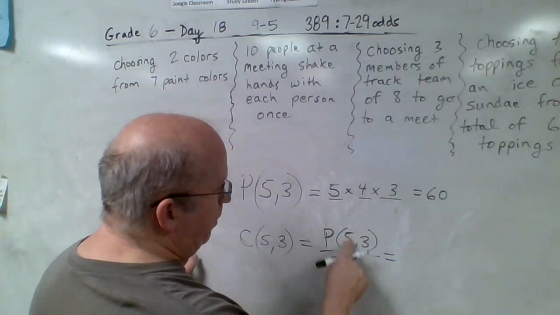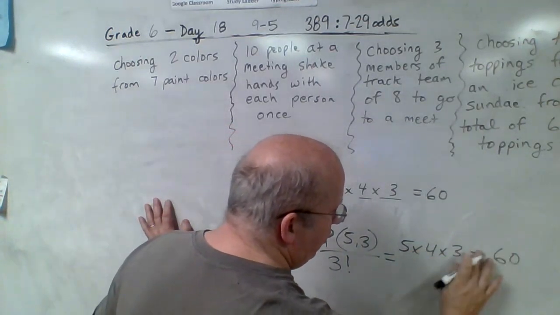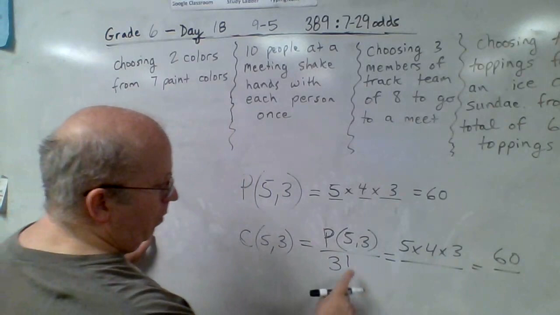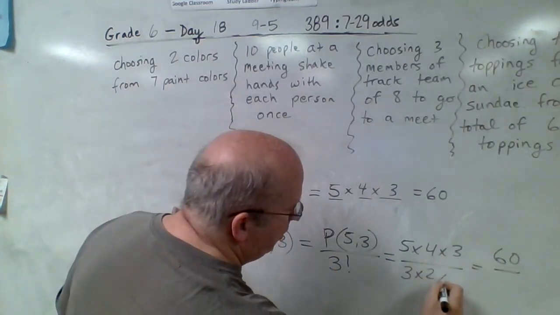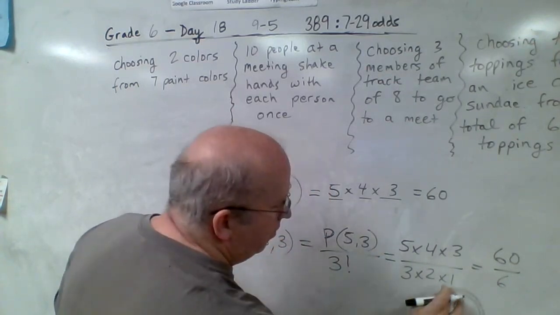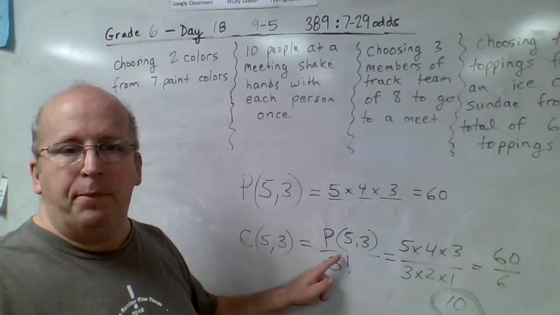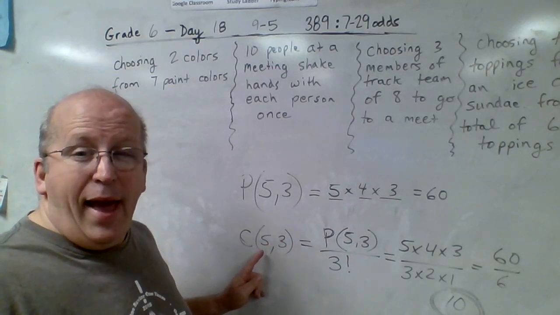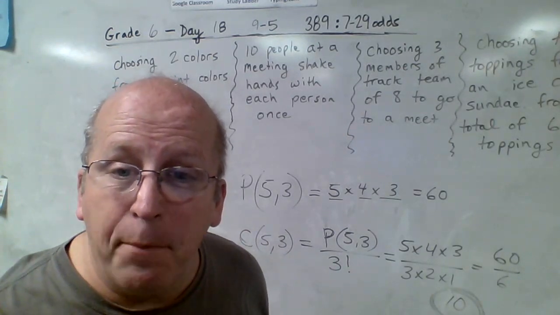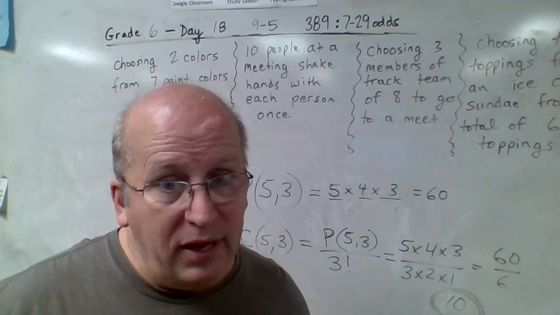Now we already know what this problem is because we did it up here. We already know that the top of this equals 60. The question is, what's the bottom part of this problem? Well, 3 factorial, if you recall, means 3 times 2 times 1, which is 6. So our final answer in this case is that there's 10 different ways in which you can have 5 people in a race and they can finish such that 3 of them win the prize, and the prize is equal for all of them, so it really doesn't matter if they're in first, second, or third place.